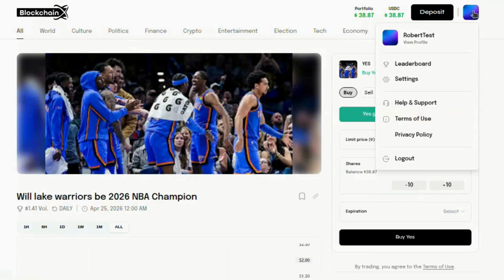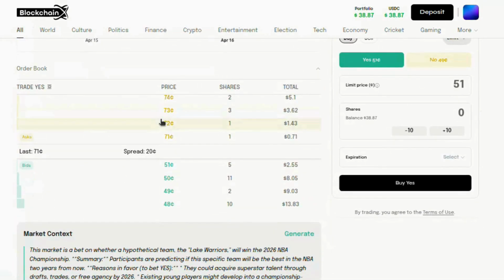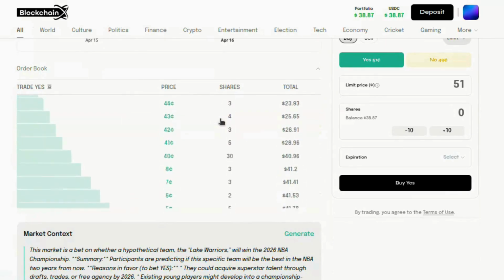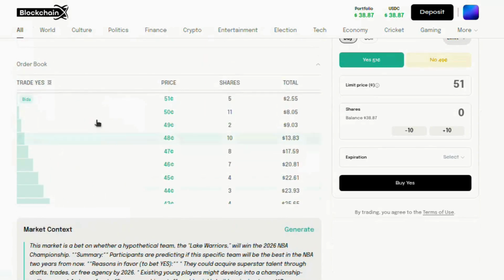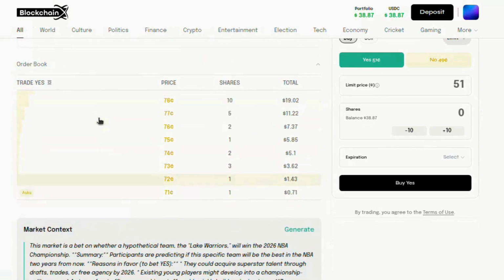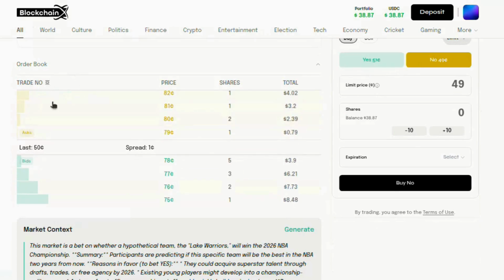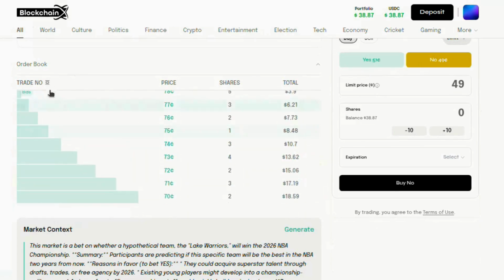In this market, there are multiple existing orders available in the order book. You can see both bids and asks for No shares listed at different price levels. When a user places a market order, the system automatically matches the order with the best available prices.